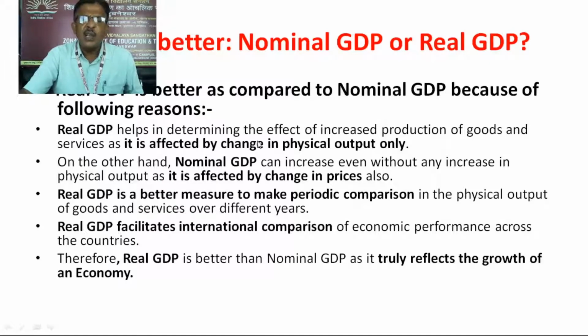Real GDP helps in determining the effect of increased production of goods and services, as it is affected by change in physical output only. On the other hand, nominal GDP can increase even without any increase in physical output, as it is affected by change in prices also. Real GDP is better measured to make periodic comparison in the physical output of goods and services over different years.